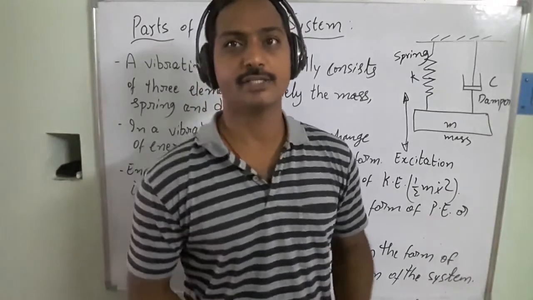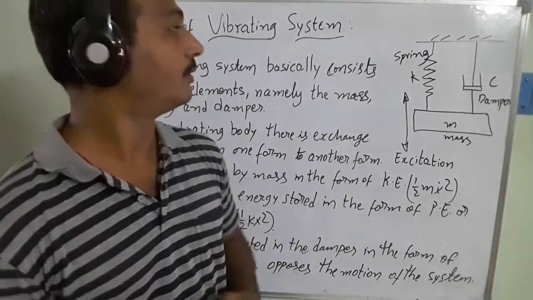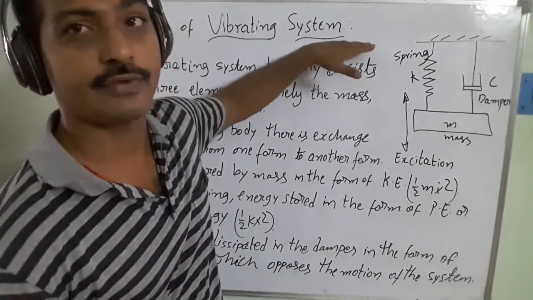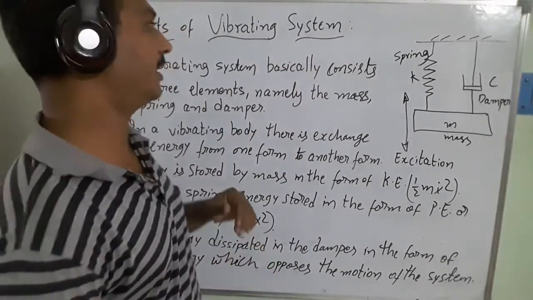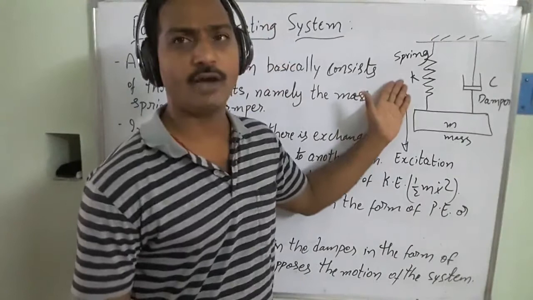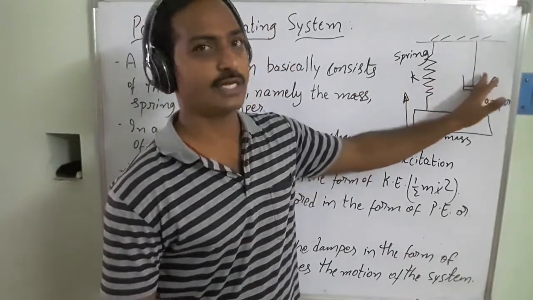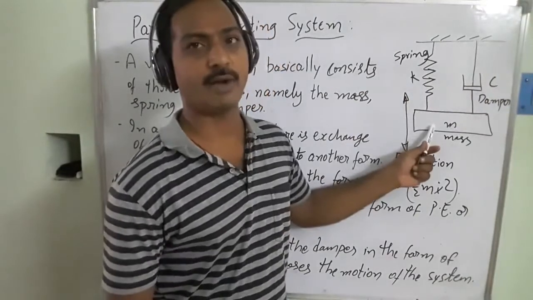Right? In this case, what is the vibrating system? What are the parts that help for these vibrations, we are going to discuss here. I have converted the whole thing into a pictorial way. The first one is the spring, the second one is the damper, and the third one is the mass. Right?